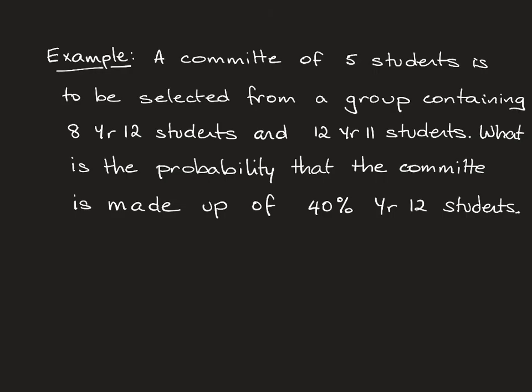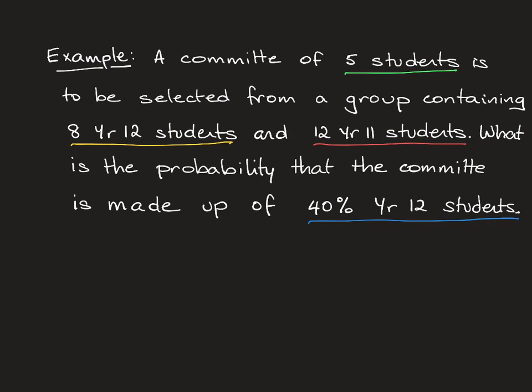So let's have a look at an example. A committee of 5 students is to be selected from a group containing 8 Year 12 students and 12 Year 11 students. What is the probability that the committee is made up of 40% Year 12 students?